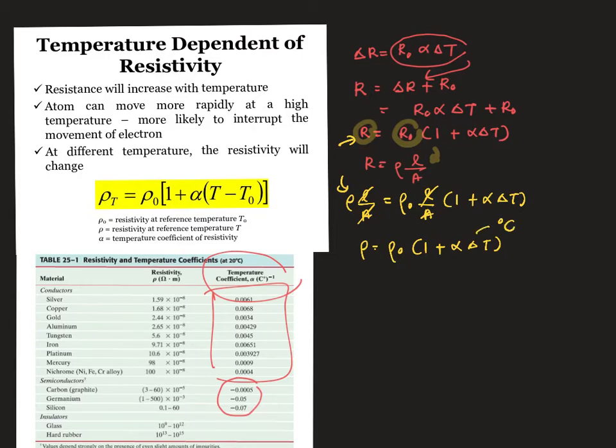And the thing you need to understand here is the initial value of temperature, because it is T minus T naught. It can be 0 degrees Celsius or it can be 20 degrees Celsius. That's what you need to understand: the reference temperature.